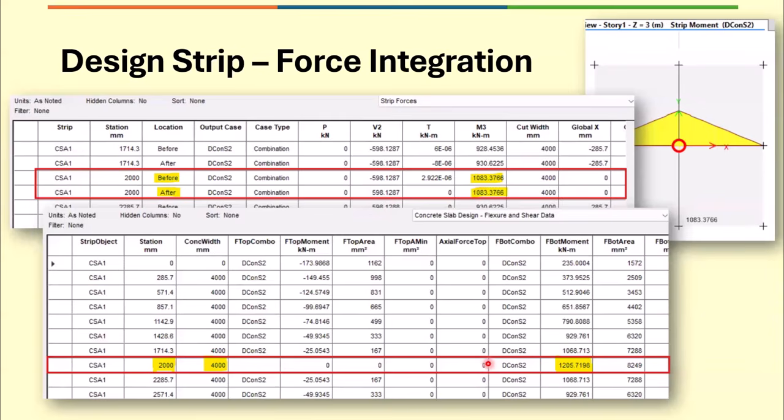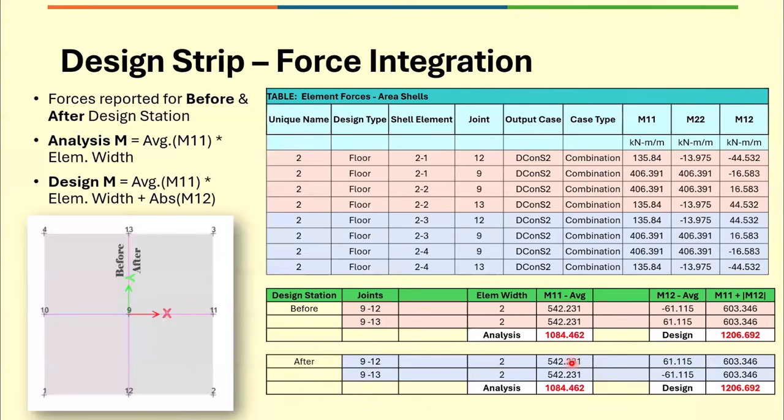But when you see the design output, the moment used will be different. That is because of the Wood-Armer method. That is demonstrated further in a calculation. And see, the analysis moment is simply the summation of the elements.